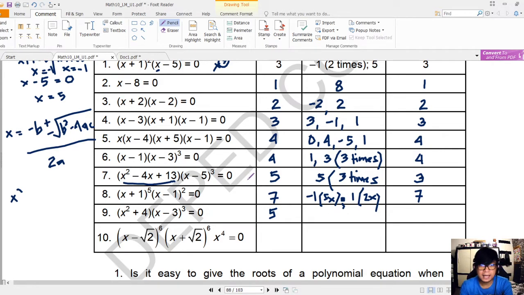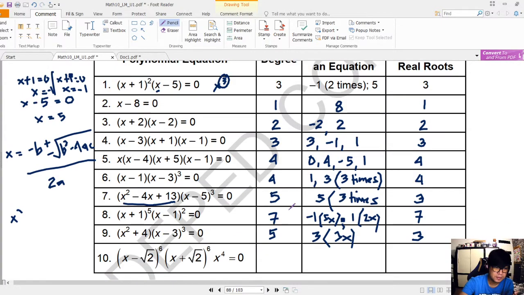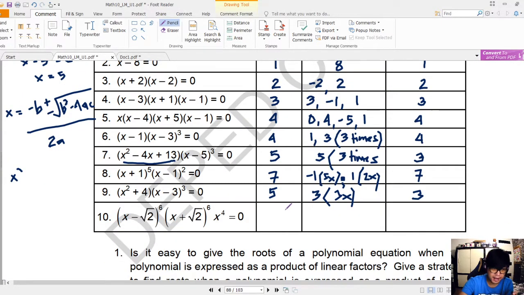So, ang real root lang natin dito is 3, which is nag-appear siya 3 times. So, the number of real roots here is 3 lang. Kasi yung dalawa is not a real roots. Okay, for number 10 naman, so the degree here is 6 dito, 6 dito, 4 na x dito. So, 6 plus 6, 12 plus 4, 16. So, 16 yung degree.